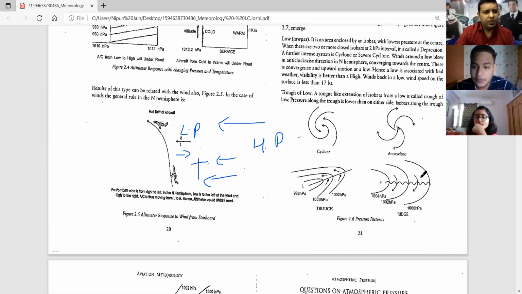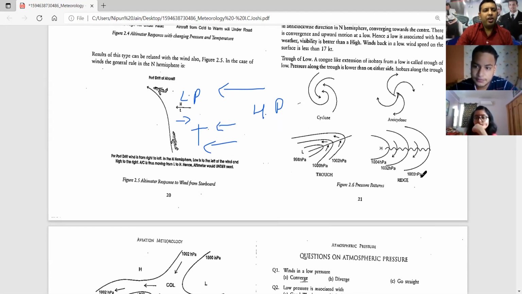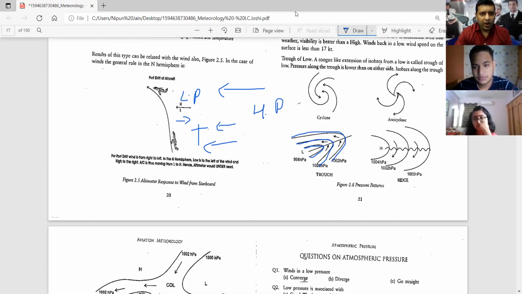What is an isobar? An isobar is a line. From this place to this place, the pressure is 998 hectopascals. So this is called an isobar. It shows a region where there is the same pressure. This line shows that here the pressure is 1000 hectopascals. This is again an isobar of 1000 hectopascals. This is the isobar of 1002 hectopascals. All right, makes sense.